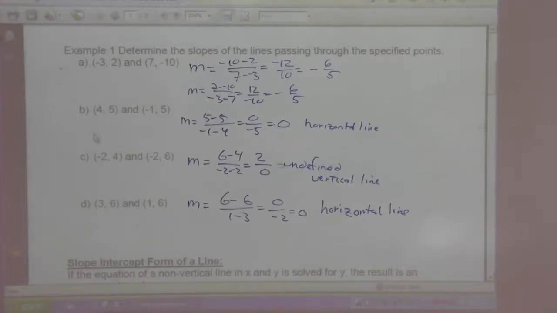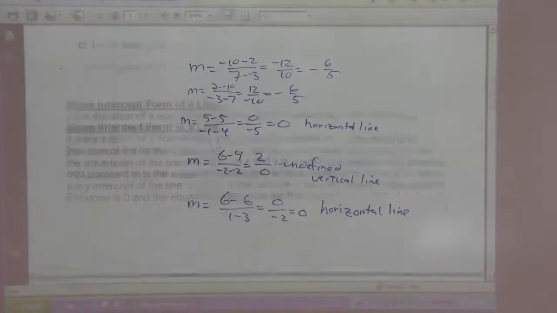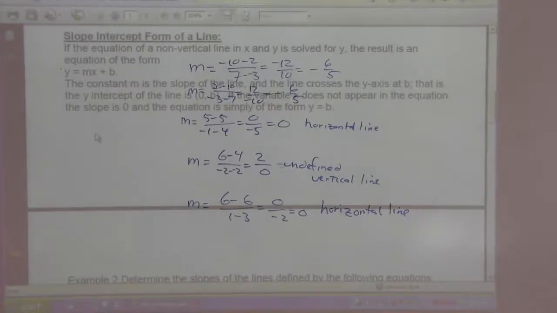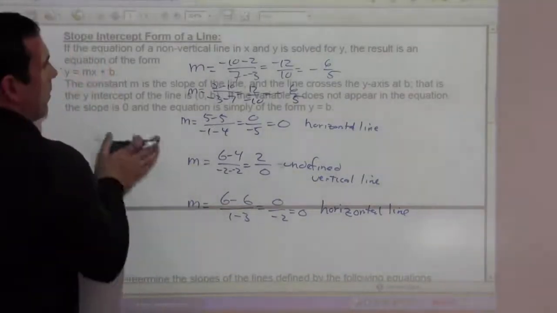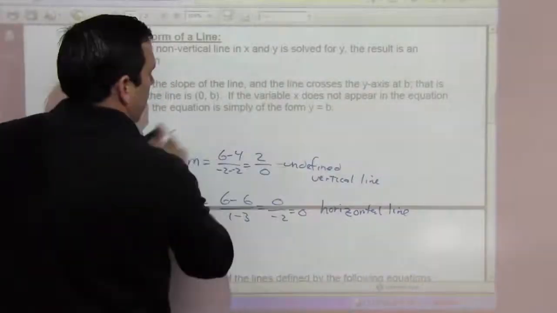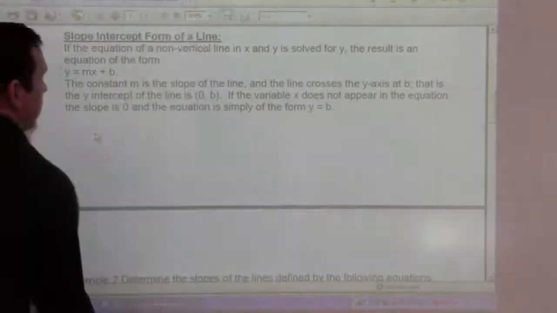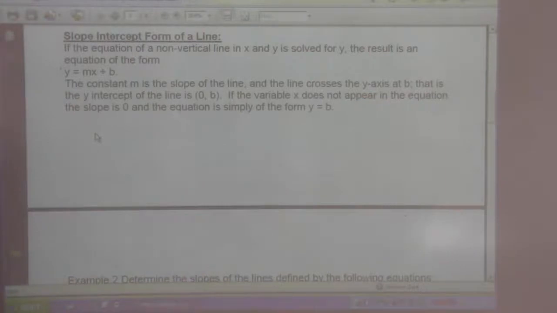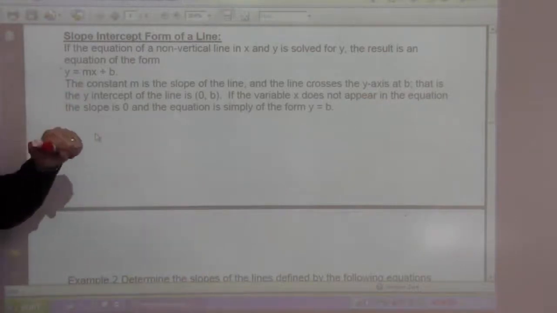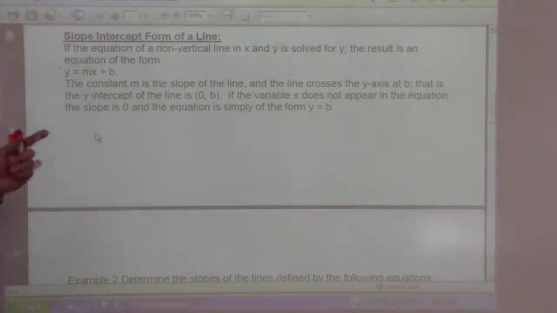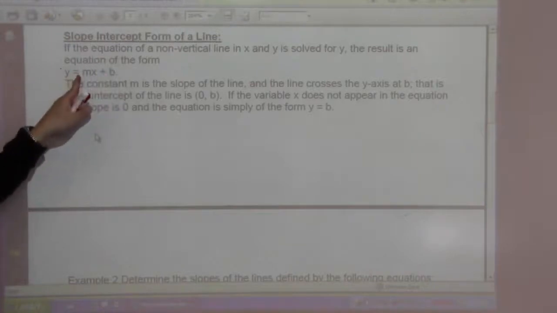Going to go on to slope-intercept form of a line. Slope-intercept form of the line is the equation of a non-vertical line in x and y solved for y. The result is an equation of the form y equals mx plus b.